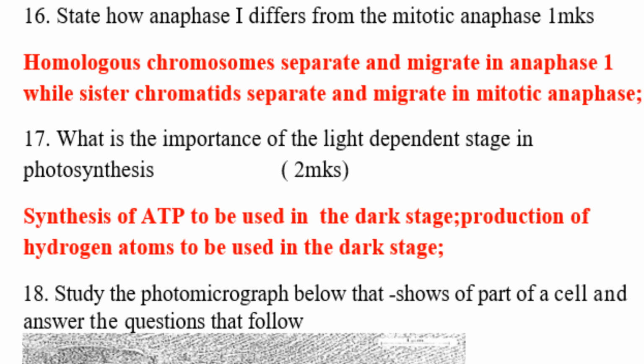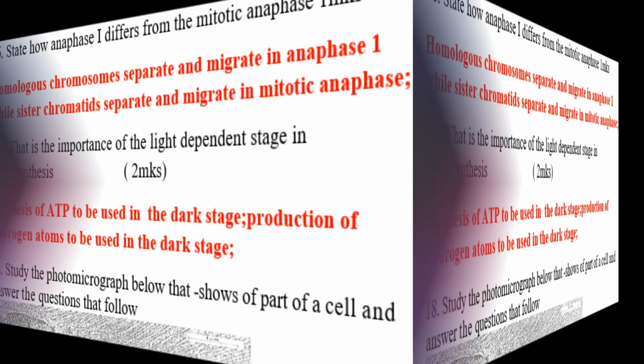Question number 16. Show how anaphase 1 differs from mitotic anaphase. Homologous chromosomes separate and migrate in anaphase 1, while sister chromatids separate and migrate in mitotic anaphase. Number 17, what is the importance of the light dependent stage?